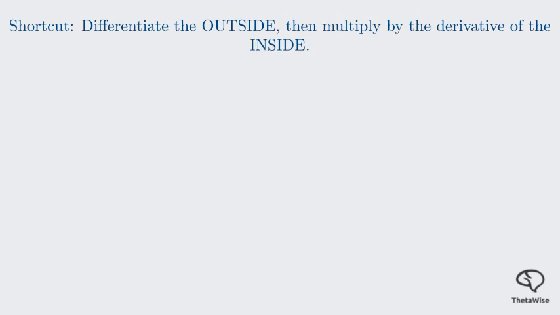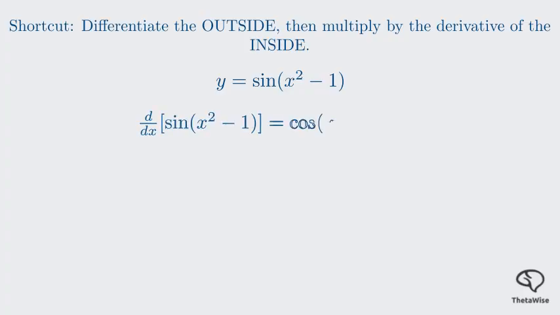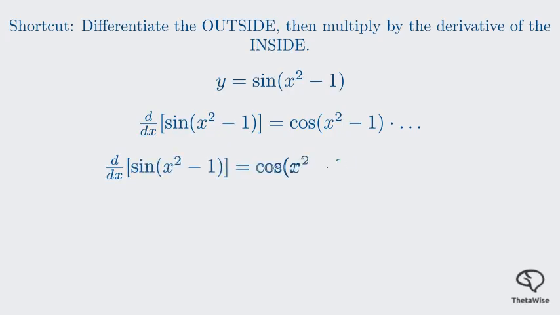Let's revisit our first problem, y equals sine of x squared minus 1, to see it in action. First, we look at the outer function, which is the sine function. The derivative of sine of something is cosine of that same something. So we write down cosine of x squared minus 1. Next, we multiply this by the derivative of the inner function, x squared minus 1. The derivative of x squared minus 1 is 2x, so we multiply our result by 2x.